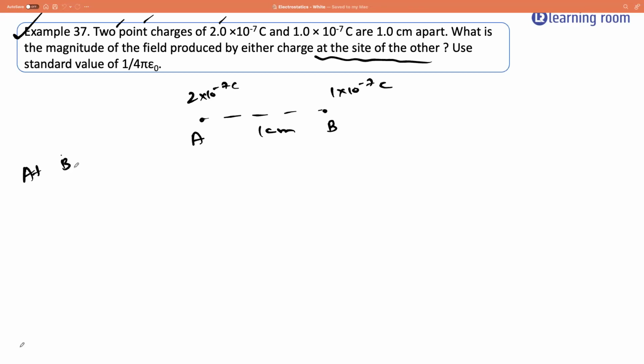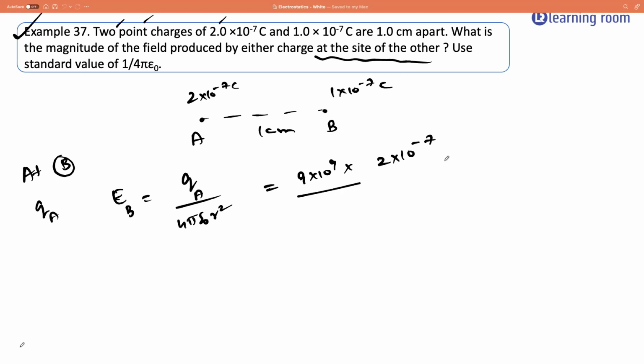So at B, who will generate the electric field? The charge at A. So electric field at B is equal to the charge at A divided by 4 pi epsilon naught R square, correct? So 1 by 4 pi epsilon naught, 9 into 10 power 9, into the charge at A, which is 2 into 10 power minus 7, divided by R square, which is 10 power minus 4 meter square, because 1 centimeter is 10 power minus 2 meter. So everything is converted to standard units. So it is going to be 18 into 10 power 2 into 10 power 4, which is 18 into 10 power 6 Newton per coulomb. Clear?